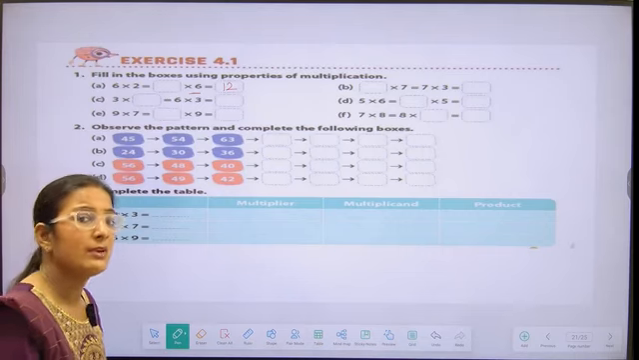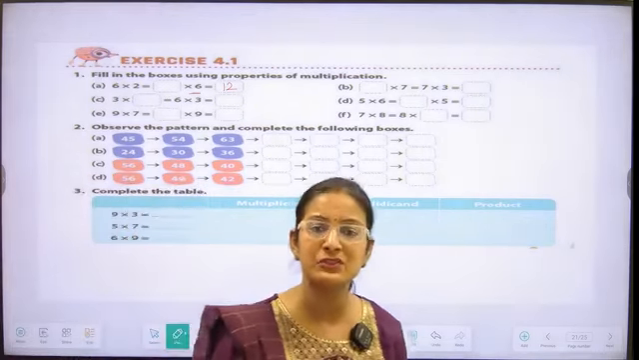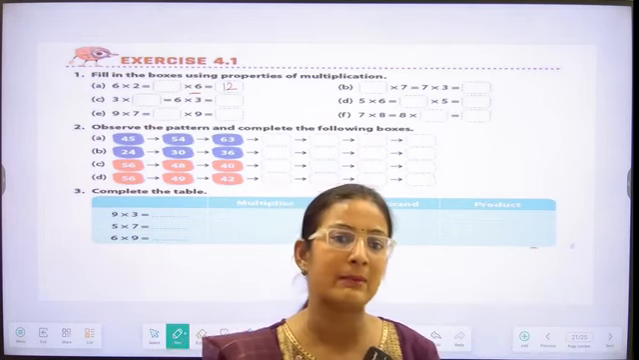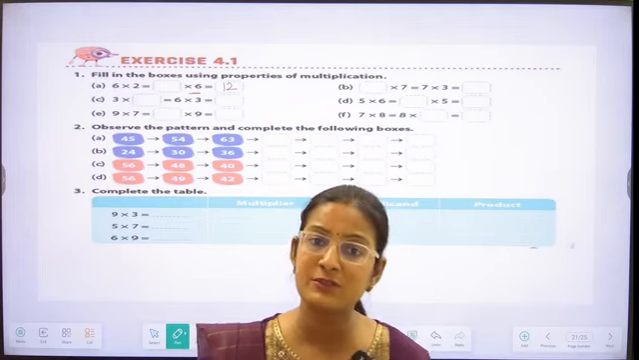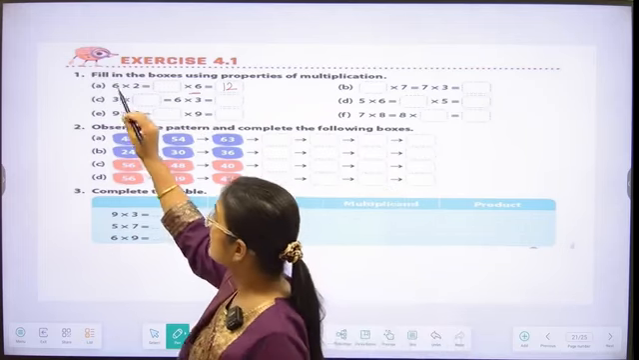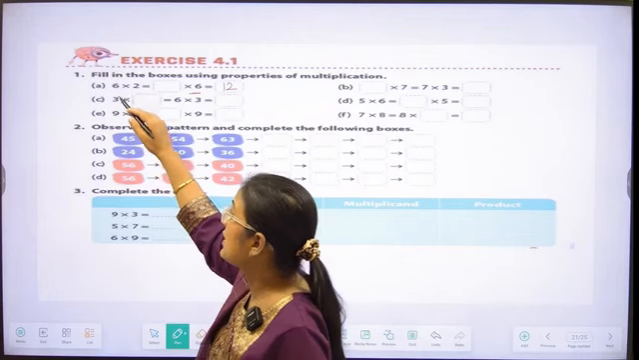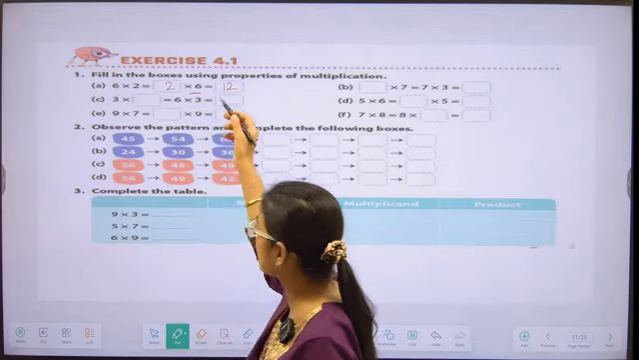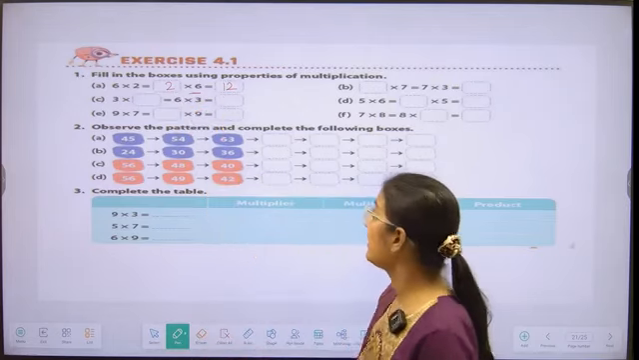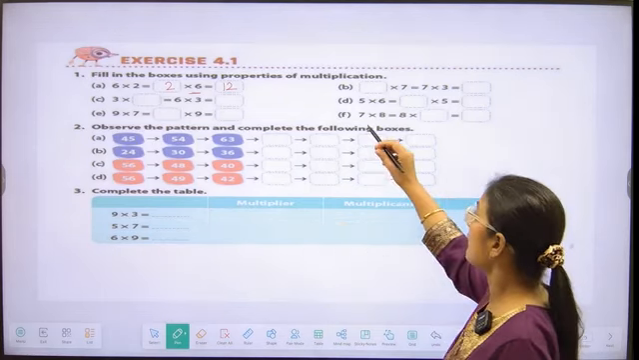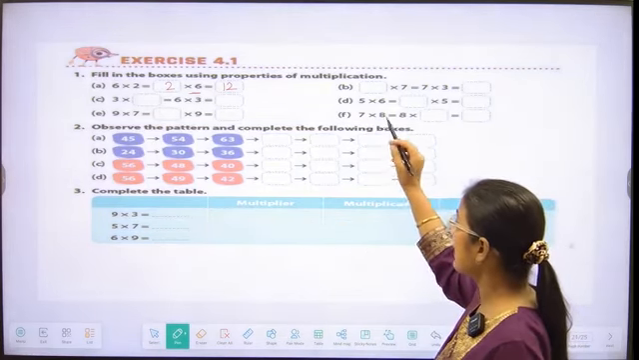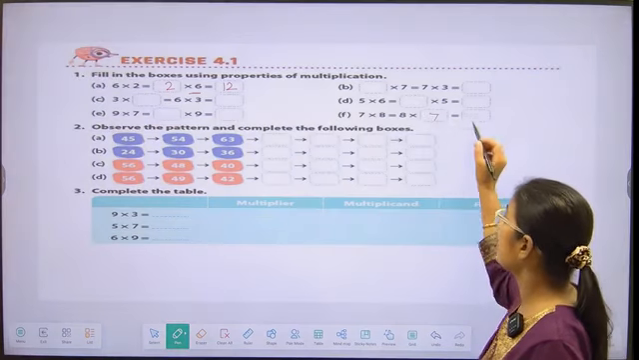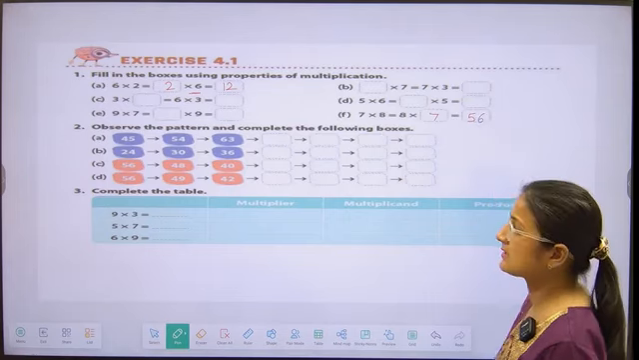So what we can do, as I told you the properties of multiplication, if we change the order of the multiplier and the multiplicand, the product will remain the same, student. So what we are doing over here, 6 multiplied by 2, now we are changing the places of 6 and 2. So we can say that 2 multiplied by 6, we are also getting 12, student. Let's do one more. In F1, 7 multiplied by 8, if we change the order, 8 multiplied by 7, the product will be 56, student.